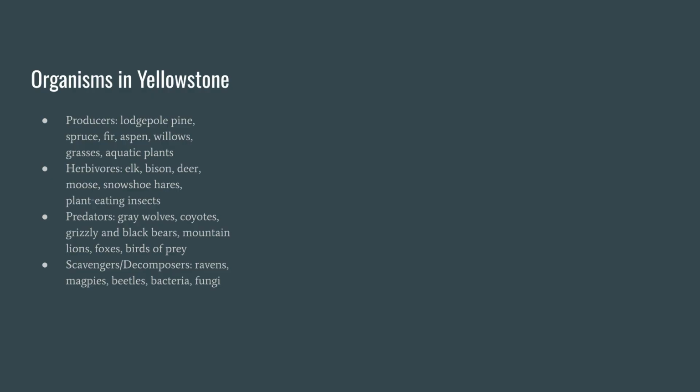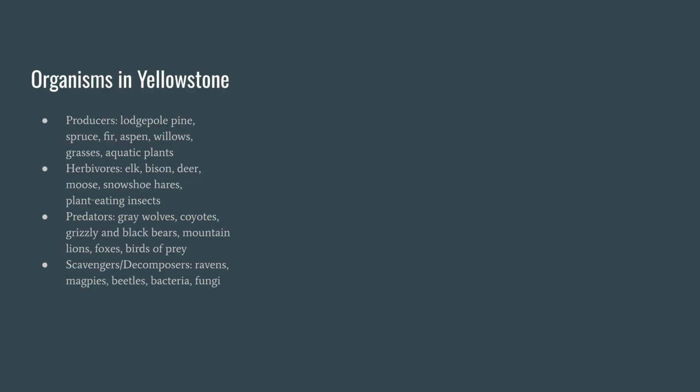Yellowstone has a very rich food web with many different organisms. The producers are the plants: trees like lodgepole pine, spruce, fir, and aspen, plus willows and cottonwoods along rivers, and grasses and wildflowers in meadows. There are also aquatic plants in streams and ponds. Herbivores include large animals like elk, bison, deer, and moose, as well as smaller animals like snowshoe hares and many insects that feed on plants.